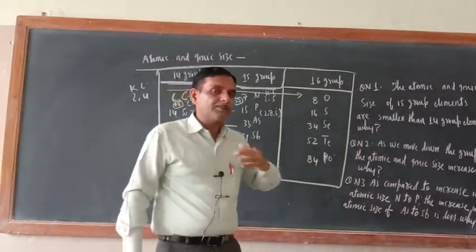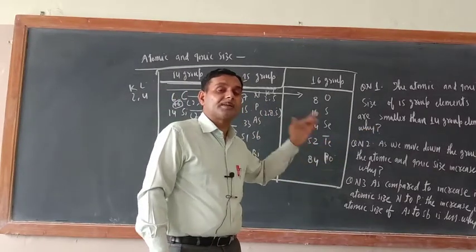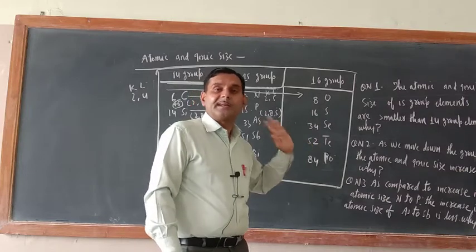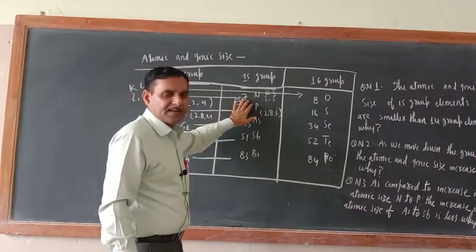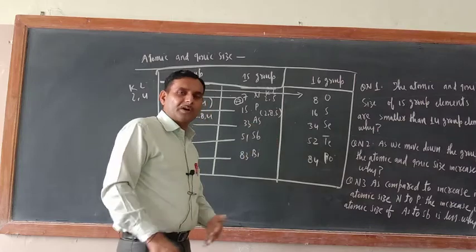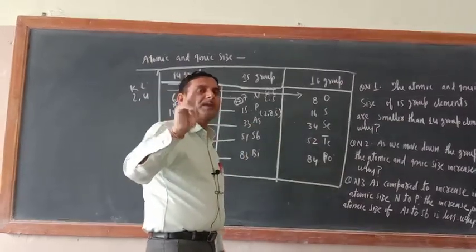As we move left to right in any period, the number of shells remains constant, but one electron will be added. Just see, carbon has 6 electrons, nitrogen has 7 electrons. So in each period as we move left to right, the number of shells remains constant, but one electron will increase.